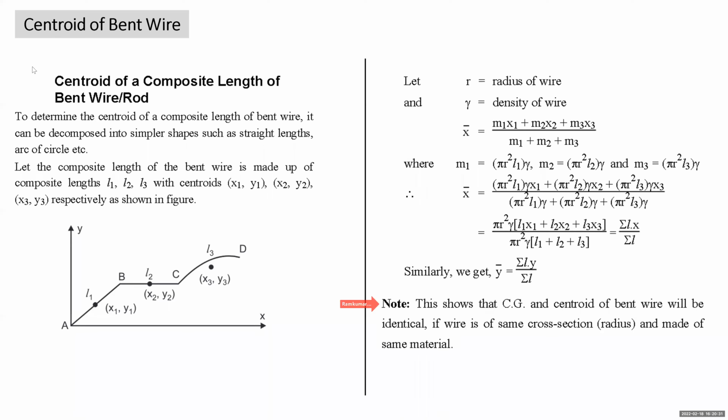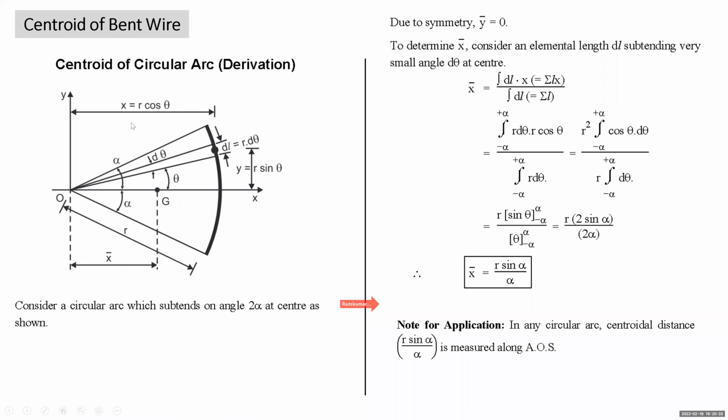Now, we will understand how to find the centroid of a wire which is bent into the shape of a circular arc. Here we are considering a wire bent into the shape of a circular arc, subtending angle 2 alpha at the center. We have taken this wire, which you are seeing with the thick black line, and assumed that it is symmetrical about the x-axis.